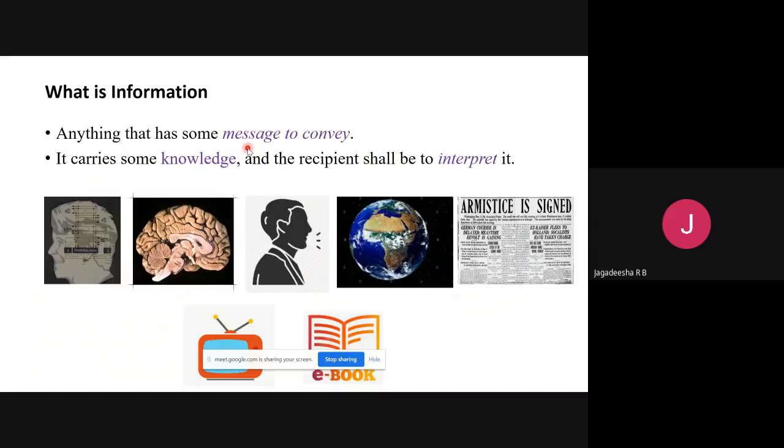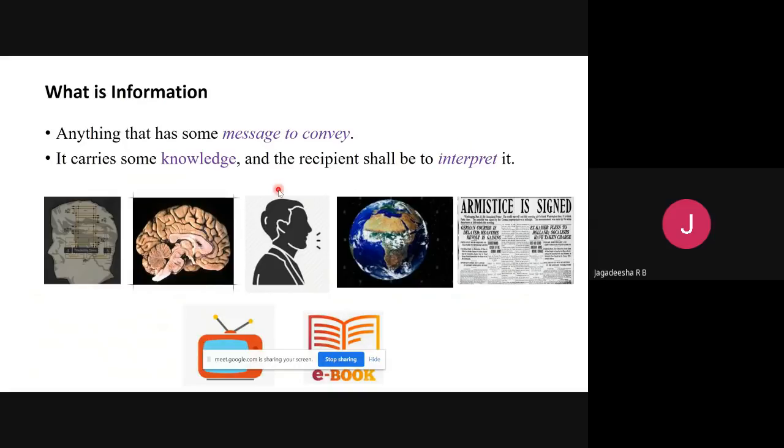We have different examples here. Another way of talking about information, or one of the characteristics of information, is that it carries some knowledge, and the recipient is able to interpret that. So information is something that carries a message, and this message is basically knowledge, anything that is new, and the receiver, whoever is the intended party, is able to understand or interpret it.